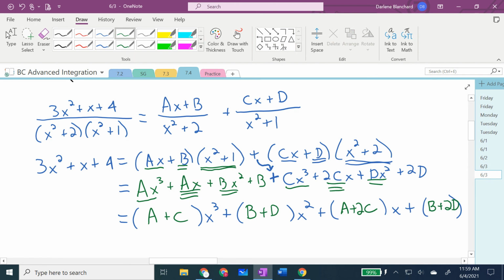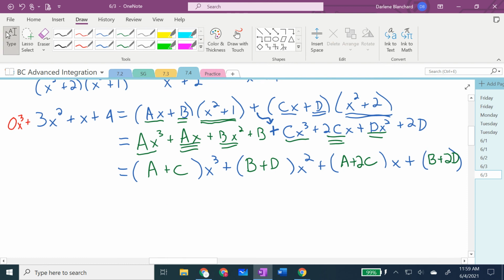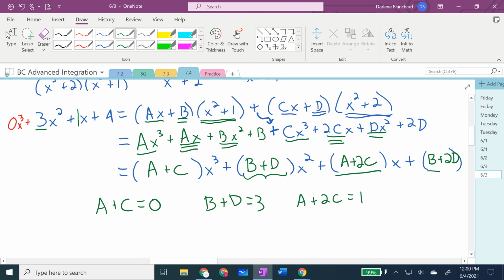On the left, the polynomial does not have an x cubed term, so its coefficient of x cubed is 0. That means a plus c must equal 0. And then b plus d is going to have to be equal to 3. A plus 2c is equal to 1. And b plus 2d is equal to 4.